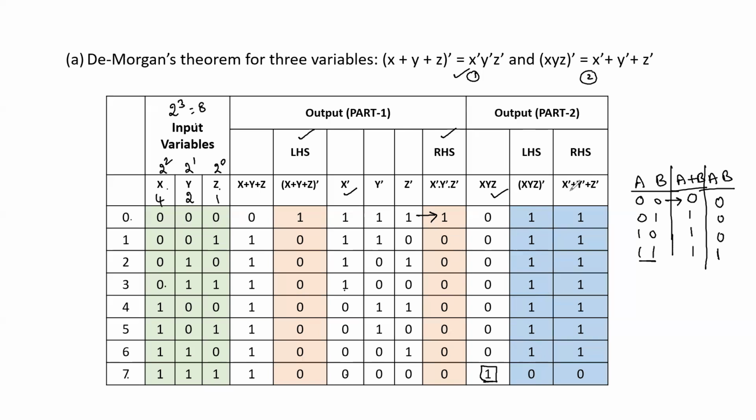Next, RHS part: x' + y' + z'. So, ORing of these 3 values. Already we have found the x', y', z'. Now ORing of these 3 values. ORing means if all the inputs are 0, then only the output is 0. Based on this condition, for these 3 values, only in this case we have all zeros. So for these values only, the output will be 0. The remaining values are all ones. Now we should check LHS and RHS. Both are same. Nothing but the second De Morgan's law is also verified with the help of the truth table.